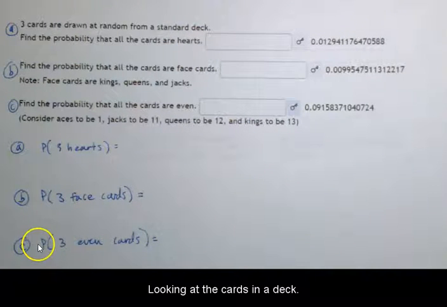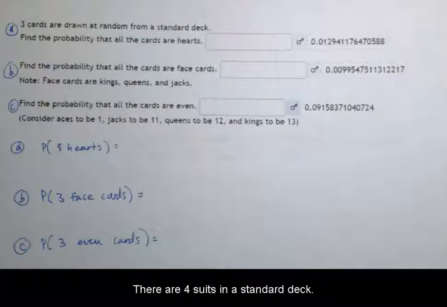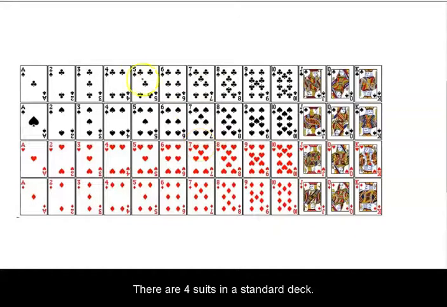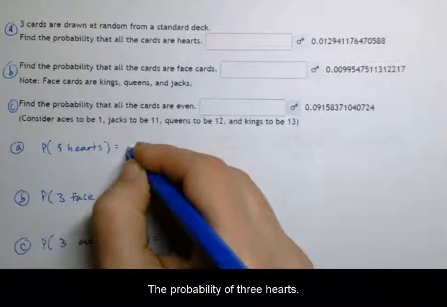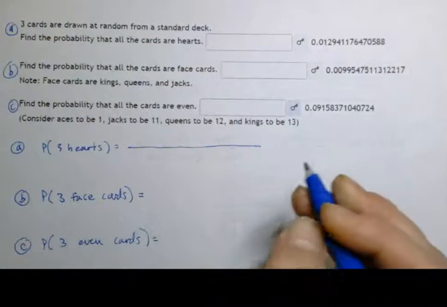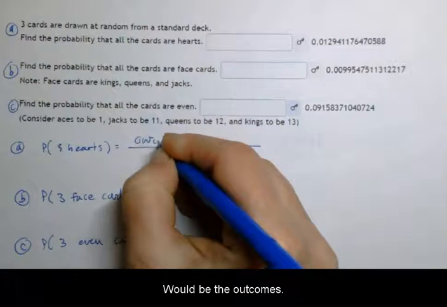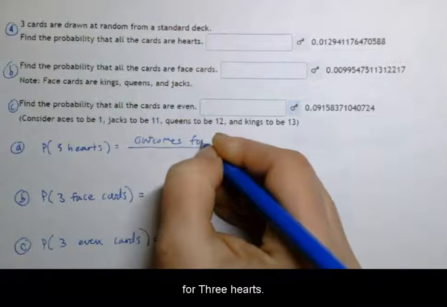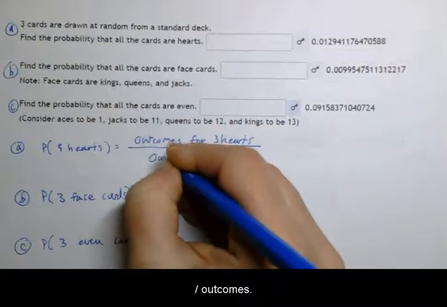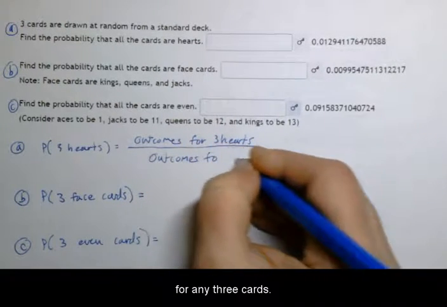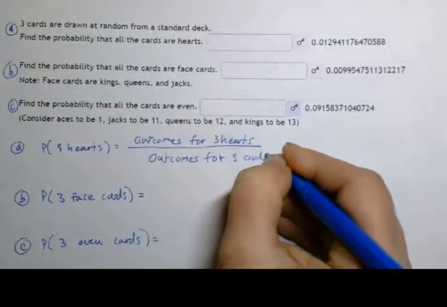So looking at the cards in a deck, there are 4 suits in a standard deck: clubs, spades, hearts, and diamonds. There are 13 of each suit, so there's 13 heart cards. The probability of 3 hearts would be the outcomes for 3 hearts divided by outcomes for any 3 cards.